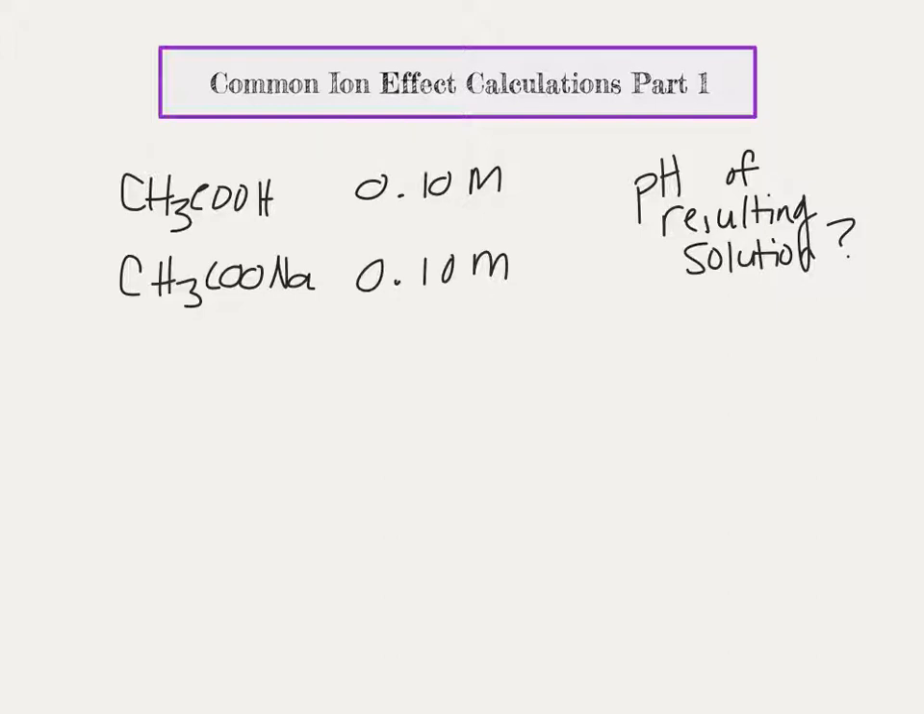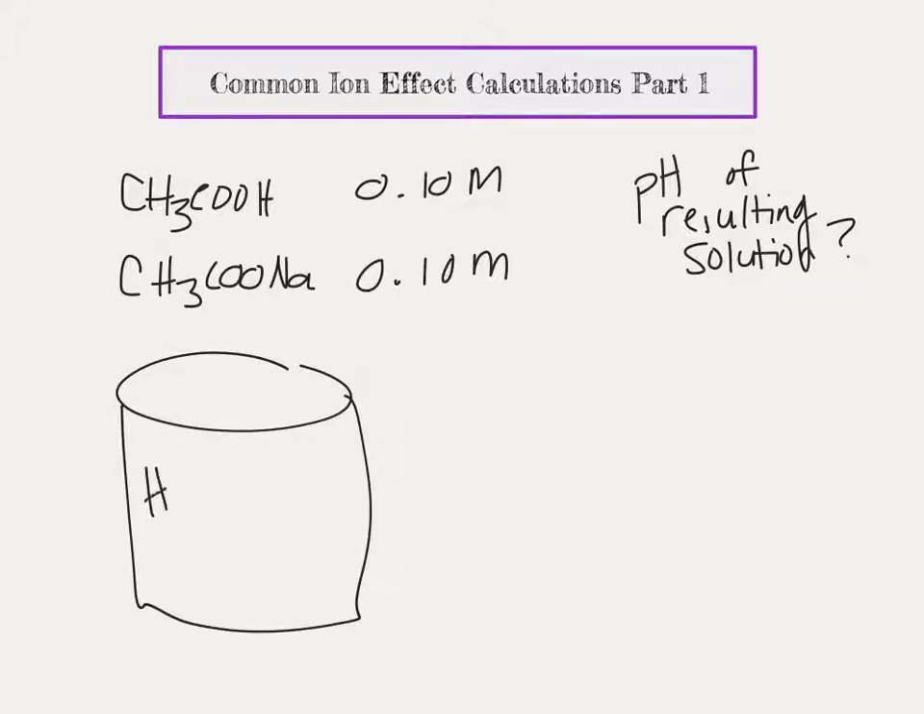The first step is to really think about what chemicals you're pouring into a beaker. We're going to have our acetic acid in here, and it's mostly going to be in its together form, but because of its Ka value, every once in a while it will split into H+ and A-. Then you're also going to have this completely soluble salt break up into its two pieces, sodium ions and acetate ions.